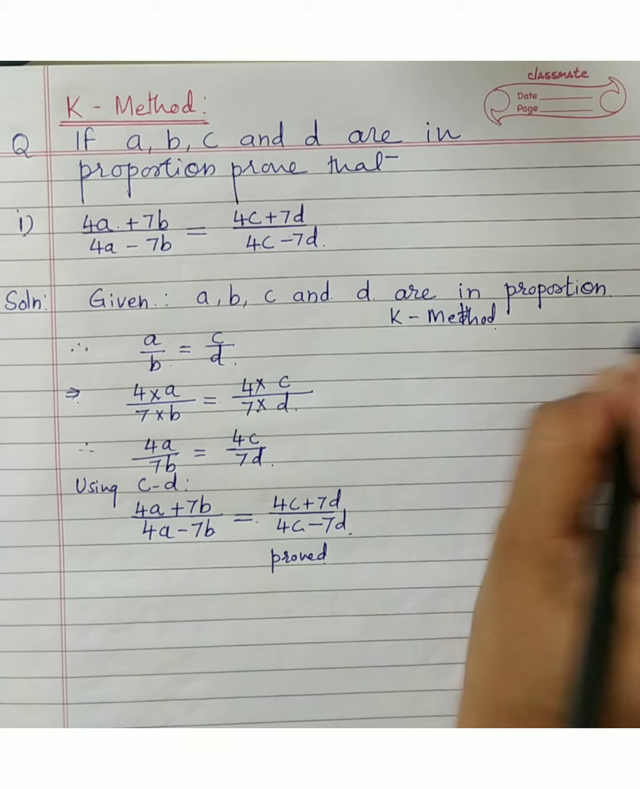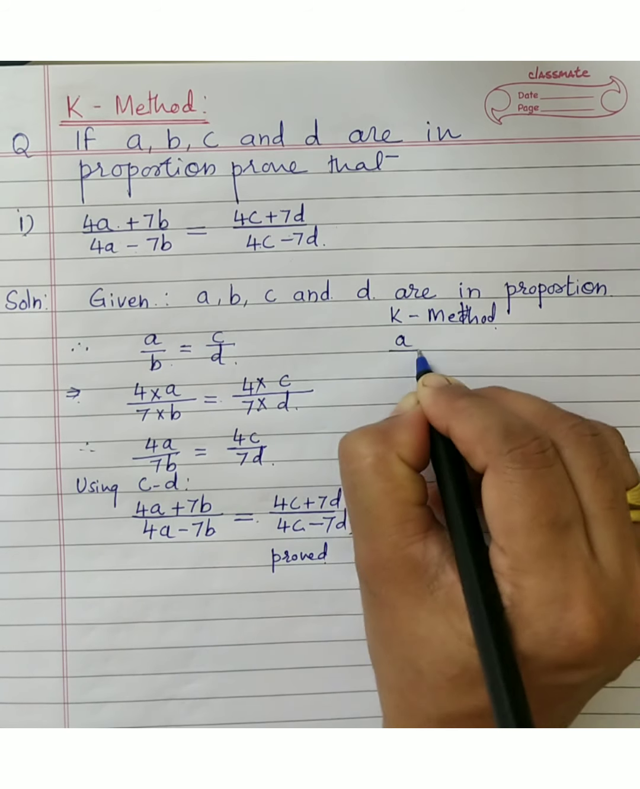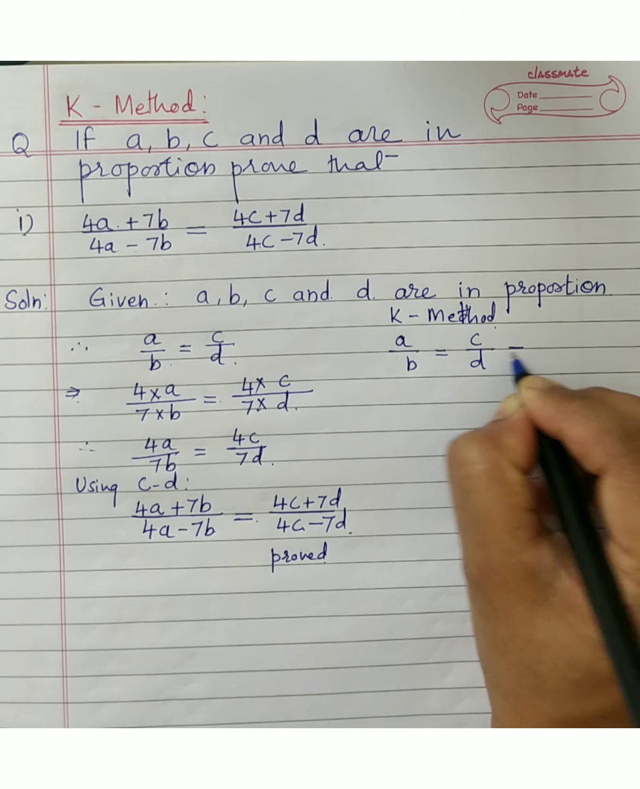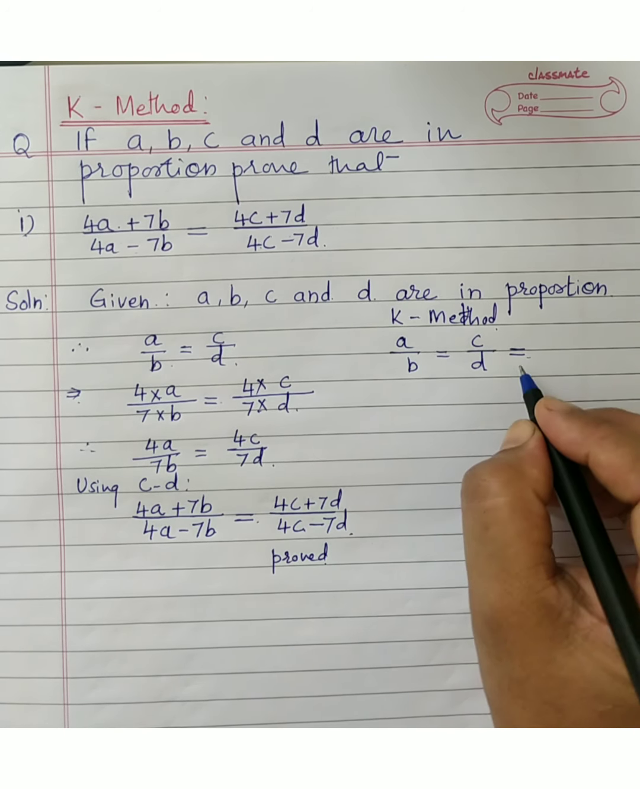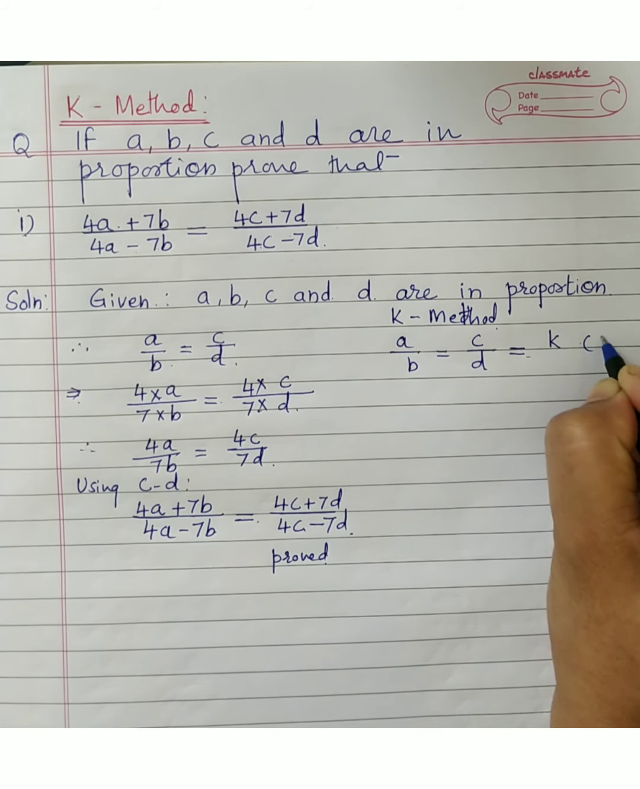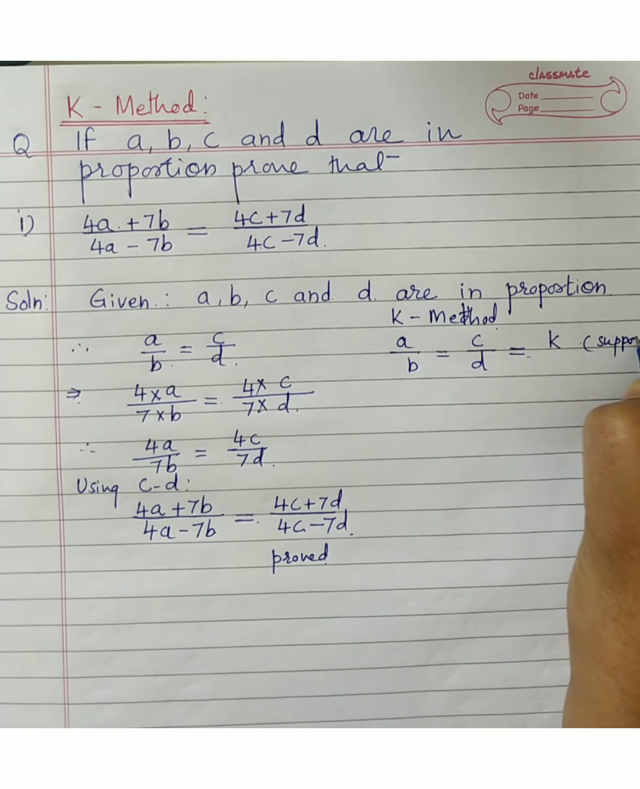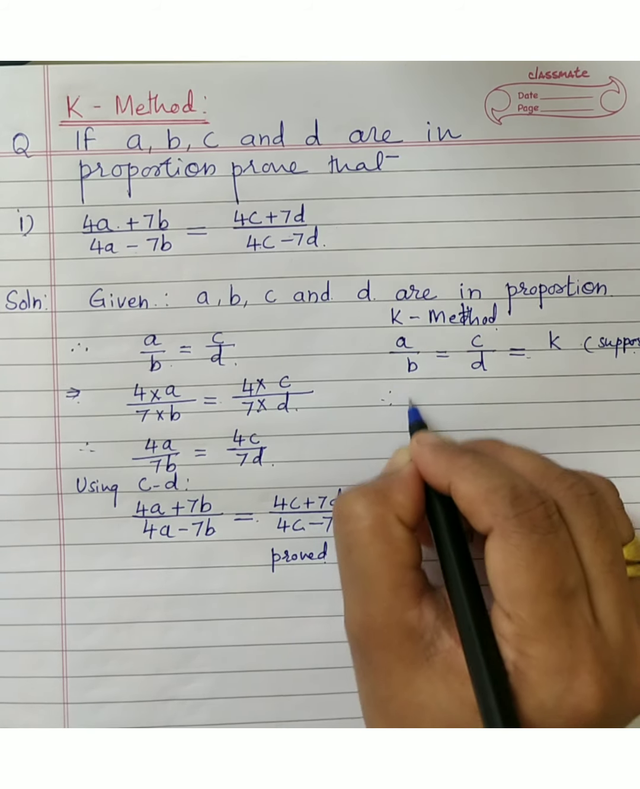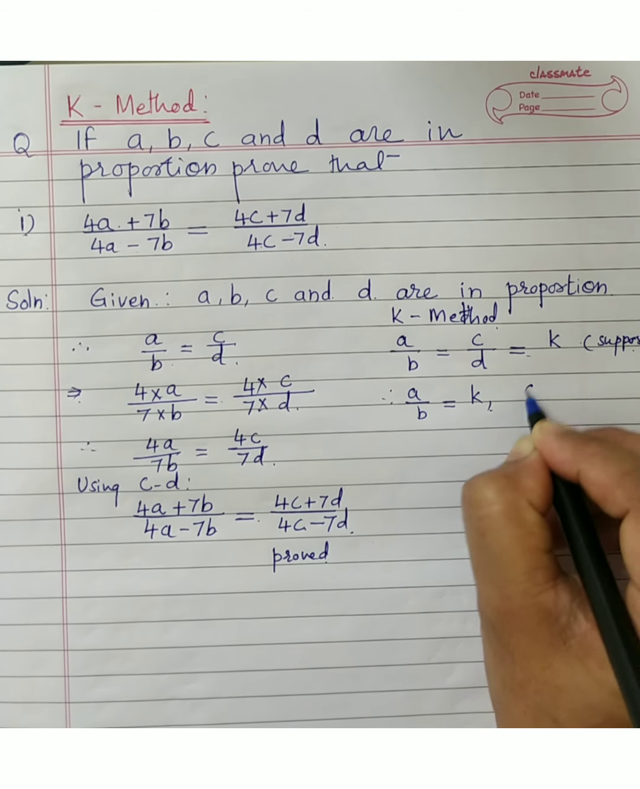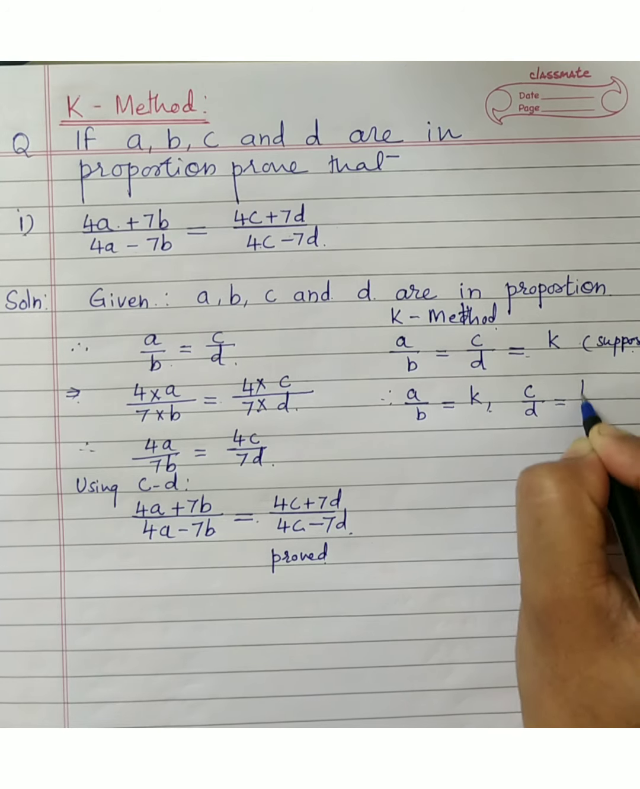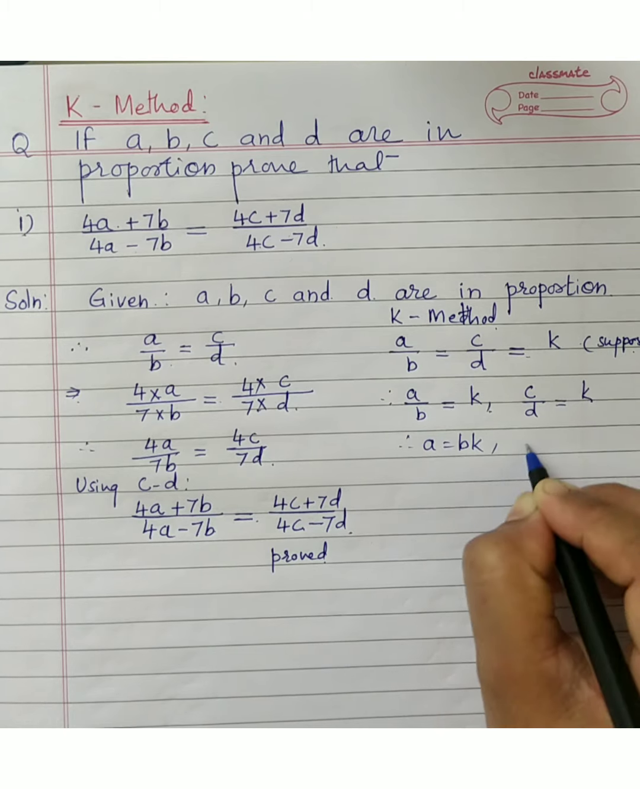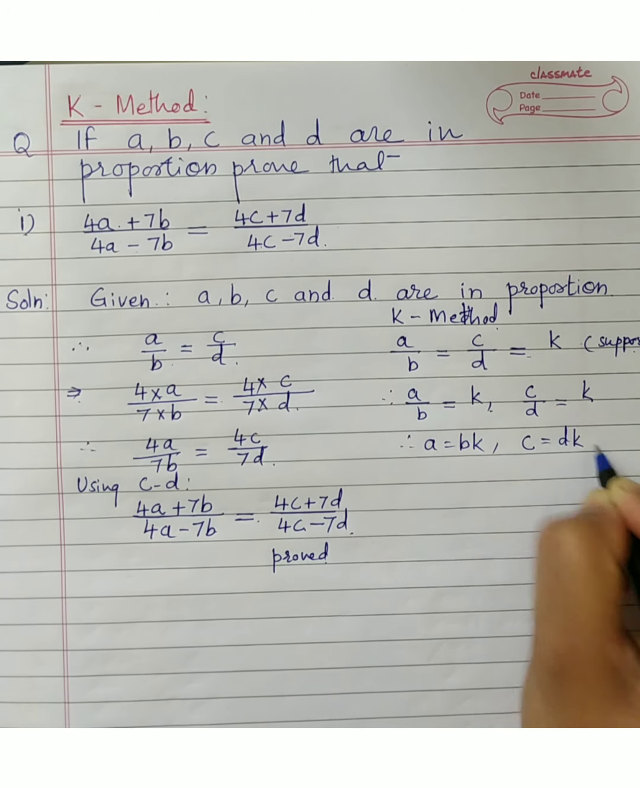In the K method, I am given a upon b equals c upon d. I have explained this earlier somewhere, I think in continued proportion. I will assume that this is equal to k. So a upon b is equal to k and c upon d is also equal to k. That gives a is equal to bk and c is equal to dk.